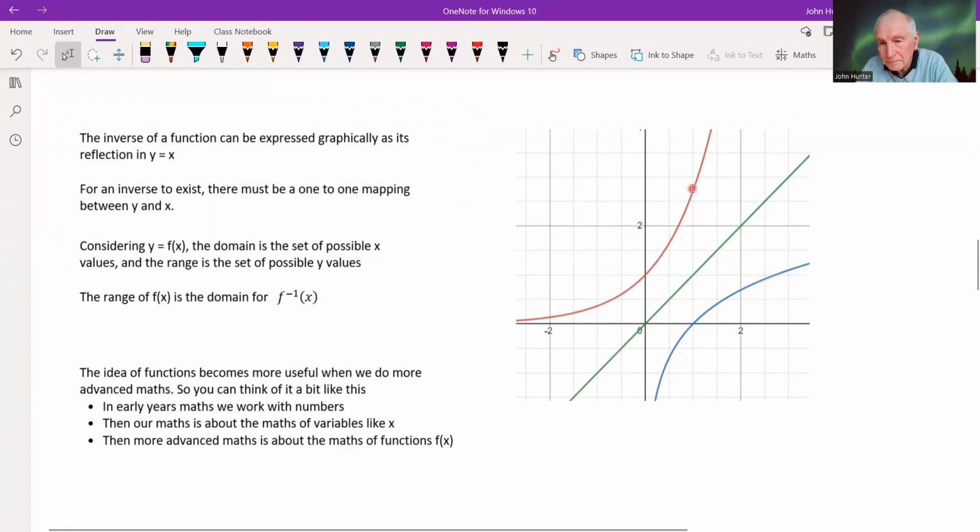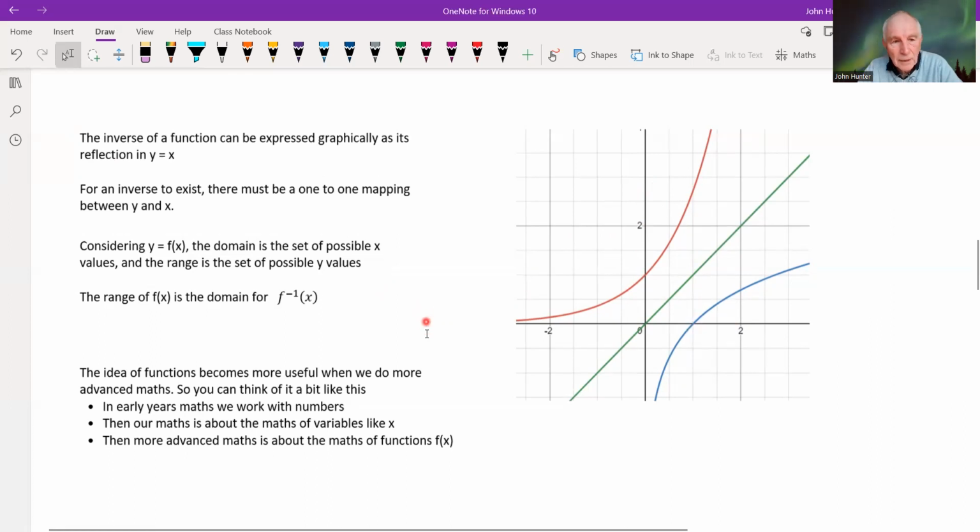2.75 here. Okay, so that would be the blue one. And if we wanted to do it the other way around, we could take our 2.75, and that would map us back onto the original value of 1. So we're kind of just switching the variables around, and that's why we have this property of reflecting in y equals x.